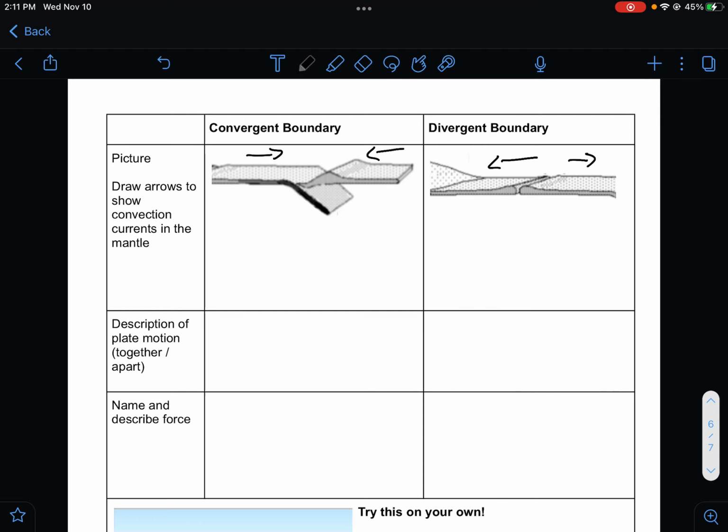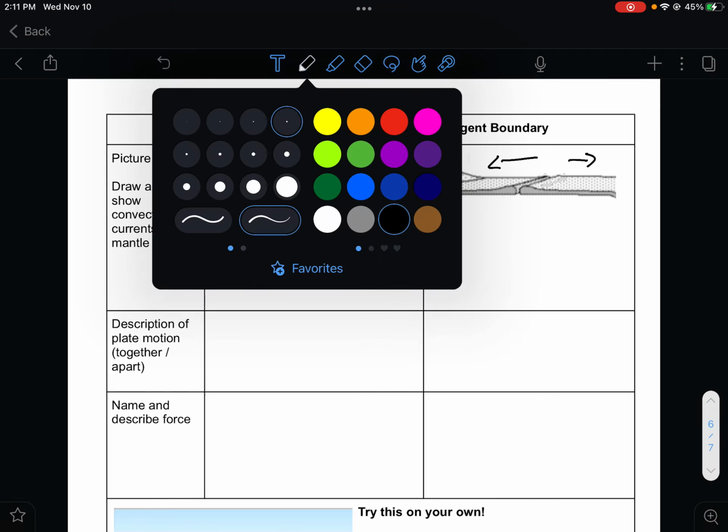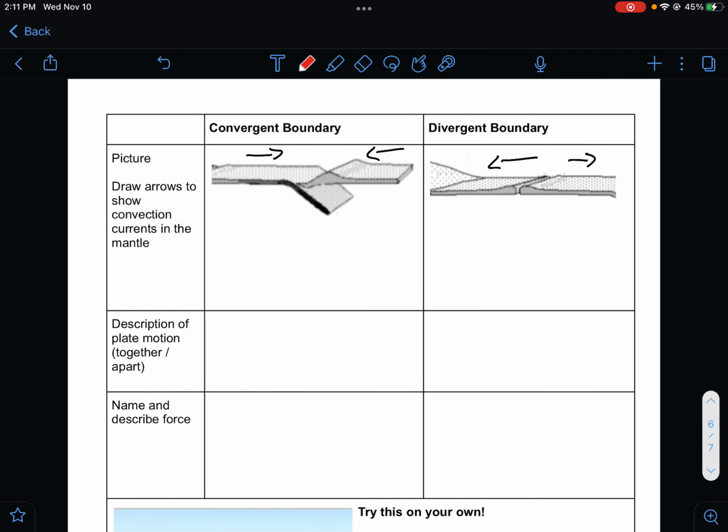Since we have two plates, I should have two convection currents here. And since they're coming together, I'm going to start with the convergent boundaries. I know that this slab right here needs to be moving down to the right. So I know that's where my convection current should be going.